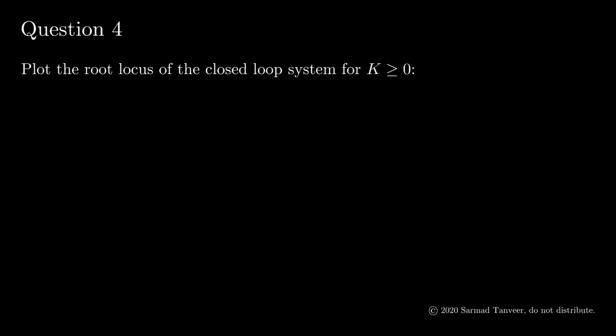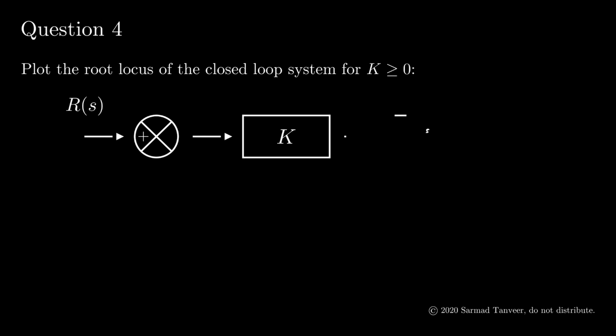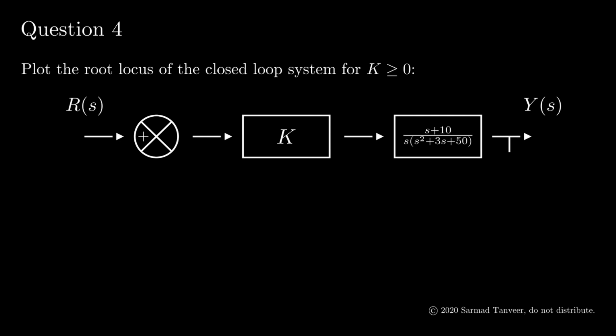A third method of analyzing our transfer function is the use of a root locus plot. Assuming we have the following block diagram, we need to plot the root locus of the closed loop system for k greater than or equal to 0. We can manipulate this block diagram to simplify it down.